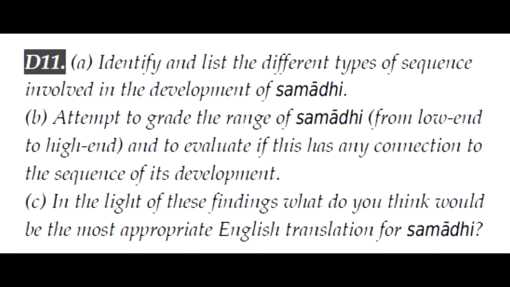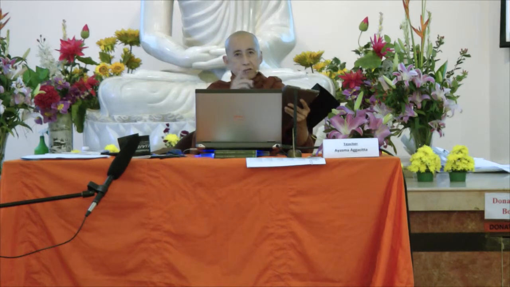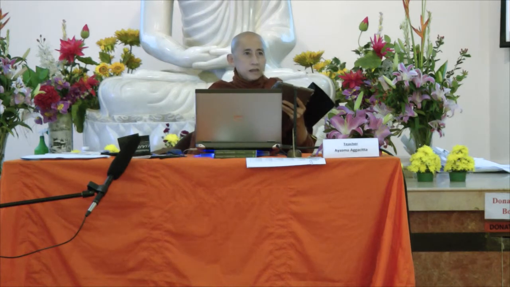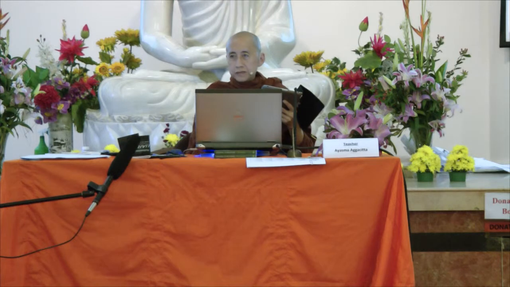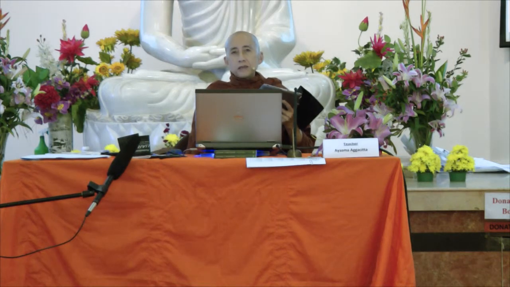The first part is A. The second part is B. Attempt to grade the range of samadhi from low end to high end and to evaluate if this has any connection to its sequence of development. Now, each sequence ends up in samadhi, and there are at least 6 sequences. Right? So in each of these sequences, you try to find out whether the samadhi that is the end result is a low-end samadhi, a mid-range samadhi, or a high-end samadhi. Is there any relation or not? There may not be. There may be. So you find out.